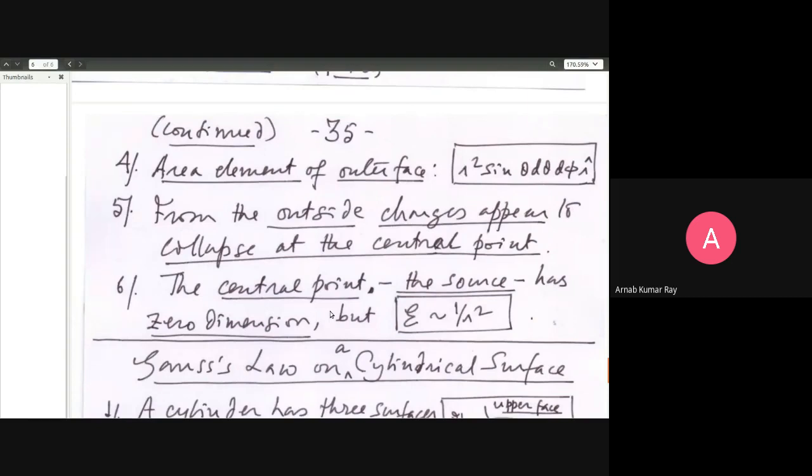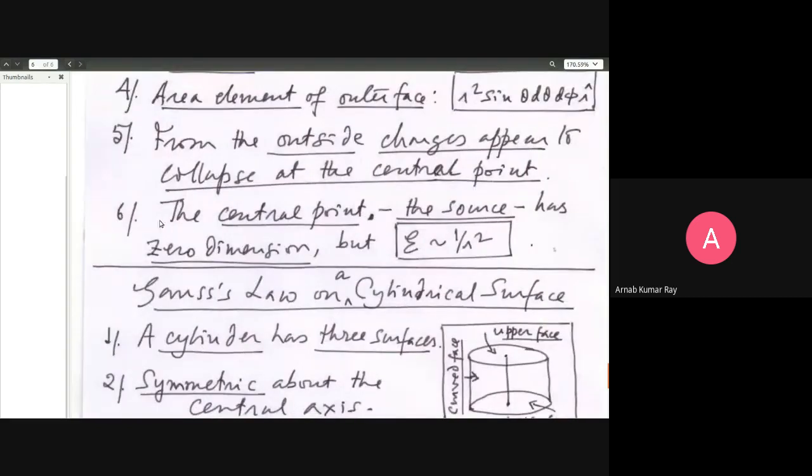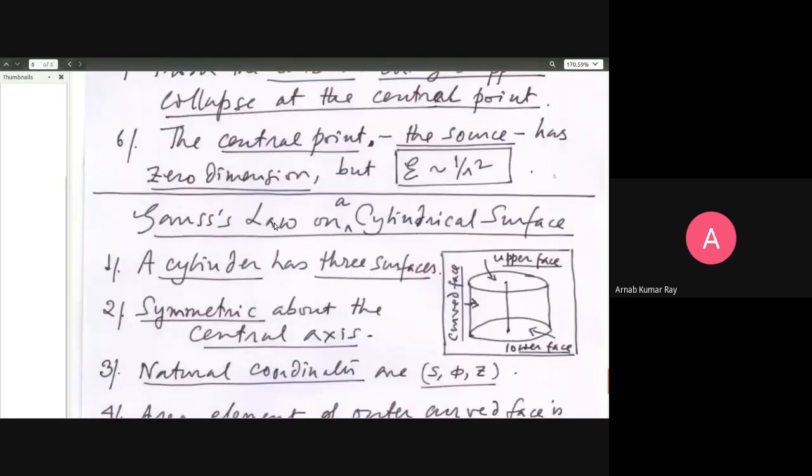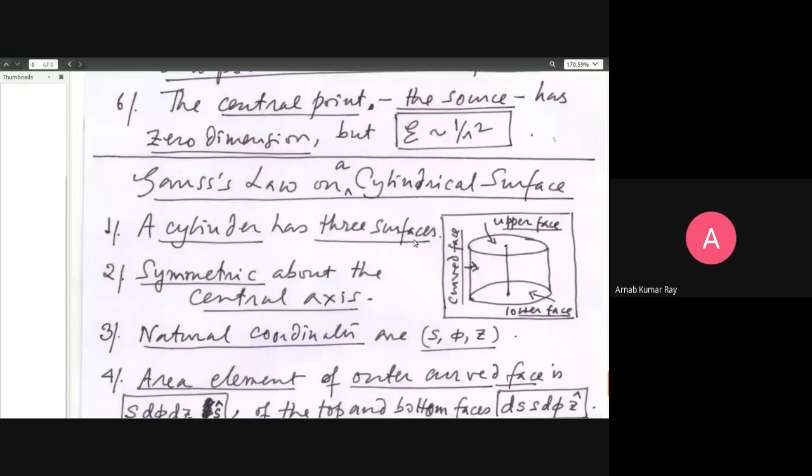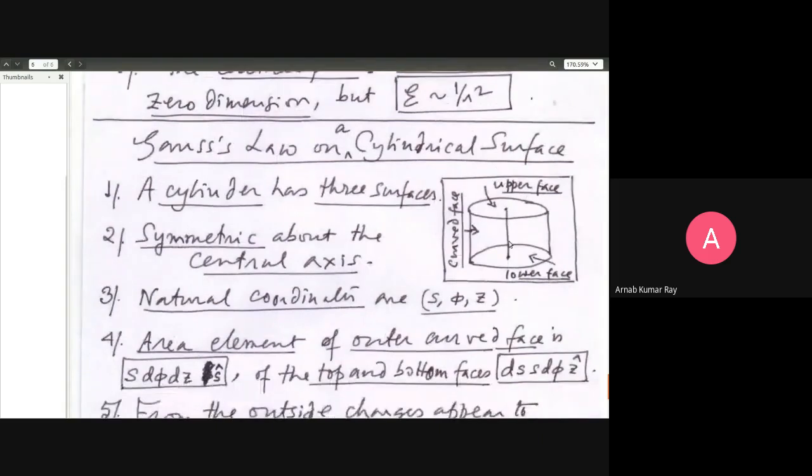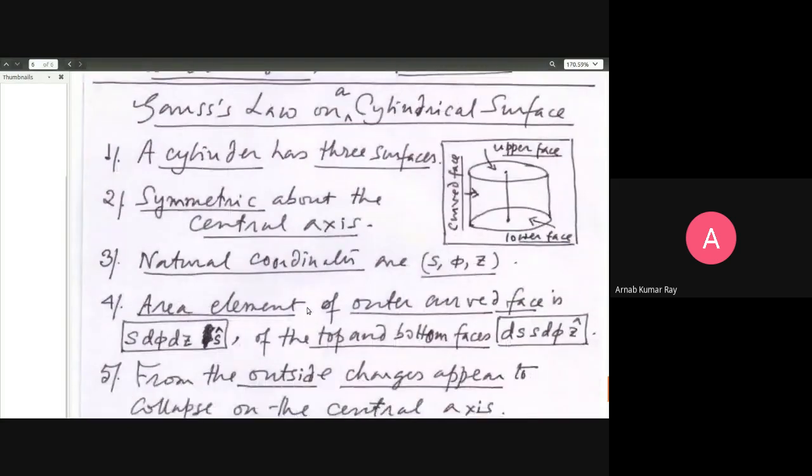What about the cylindrical surface? You make a note of this 6th point carefully. I shall come back to it. The cylindrical surface. A cylinder has got 3 surfaces. You have a curved face, you have an upper face, and you have a lower face. It's symmetric about the central axis. Its natural coordinates are s, phi, z. Area element of the outer curved face is s d phi dz s cap. Of the top and bottom faces, ds is s d s d phi z cap.